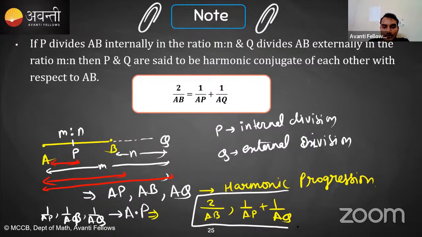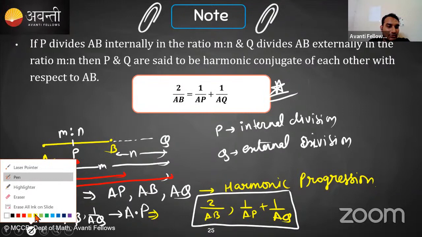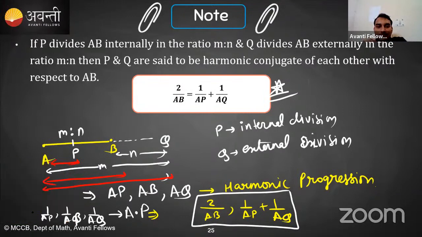If point P is dividing AB internally m is to n, and point Q is dividing AB externally m is to n, then 2 upon AB is equal to 1 upon AP plus 1 upon AQ. Am I clear? So this formula you have to remember. I hope this is clear to you. Just let me know quickly, everyone. Is this clear? Chalo, if it is clear, then let's proceed.